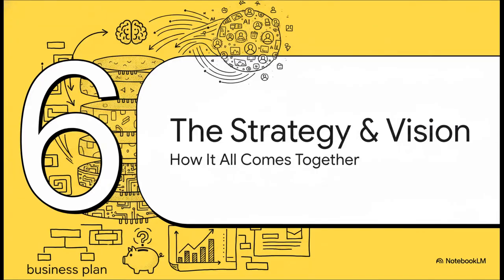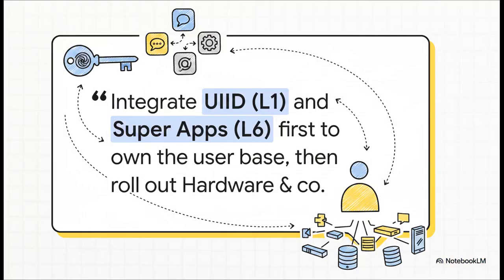So 7 layers. A sovereign identity, a new backbone, AI-powered creation, custom hardware. It's an unbelievably ambitious vision, right? The big question is, how on earth do you actually make something like this happen? What's the plan? Well, the strategy is actually pretty clever. Instead of trying to build all 7 layers at once, which would be impossible, the plan is to focus on just 2 to start. Layer 1, your identity, and Layer 6, those AI-generated super apps.